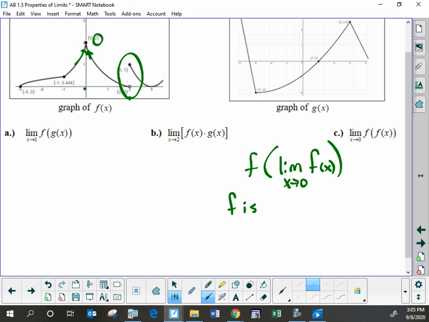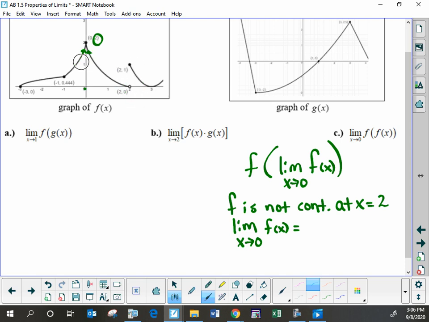F is not continuous at x equals 2. So it's not a dead end, which is what you would kind of think it is, right? But it's not. So I'm going to go back and analyze this limit as x approaches 0 of f of x. How did it come into 2?